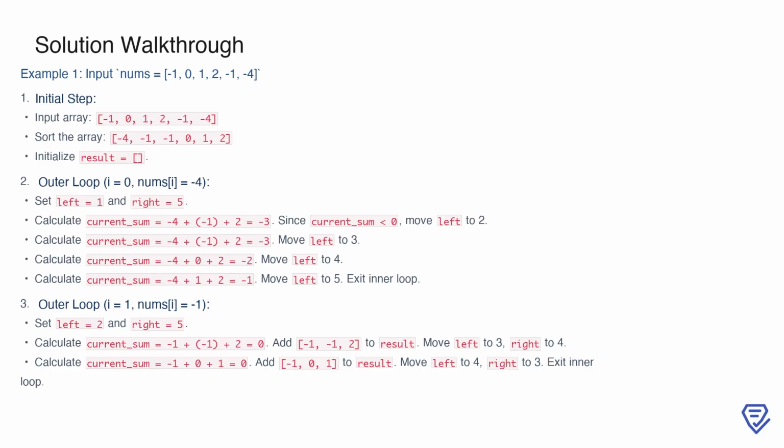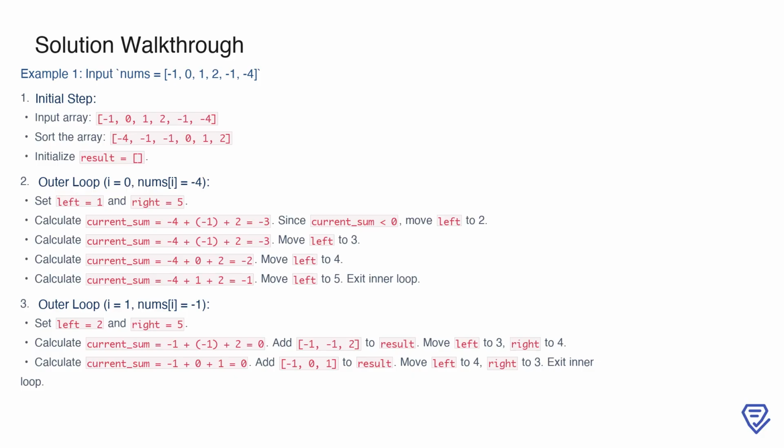Once left reaches right, we exit this iteration since no valid triplet was found. Moving to the next index, i equals 1 where nums[i] equals -1, we reset the pointers to left equals 2 and right equals 5. Here, the sum of the triplet is current_sum equals -1 plus -1 plus 2 equals 0. Since this equals 0, we add the triplet [-1, -1, 2] to the result array, then move both pointers inward.